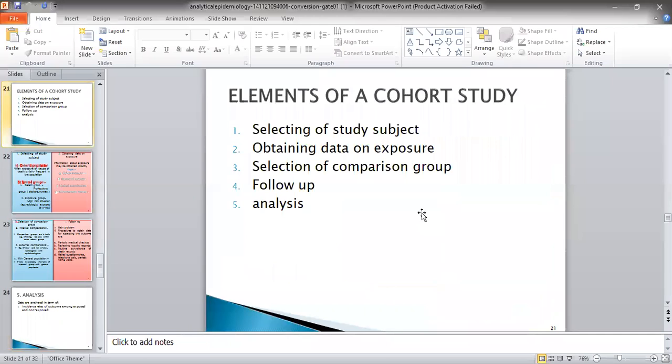What are the steps? What are the elements involved in proceeding with a cohort study? Number one, we will select the study population. Second, we will obtain data on exposure. Third, we will select a comparison group. Obviously, there will be a need for a comparison group that will be compared with our study group, our cohort group. Fourth point will be follow-up, and the last is the analysis. We will discuss all these points one by one.